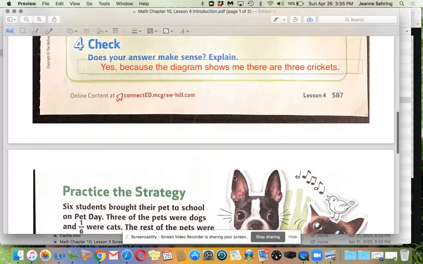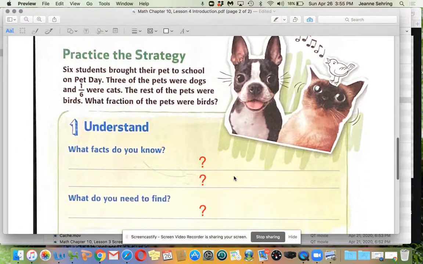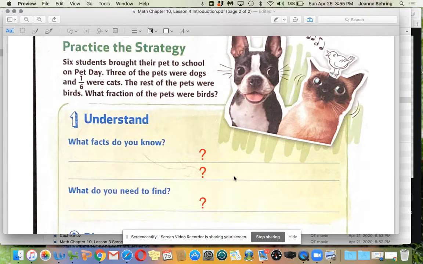Excellent. All right, so we have a new word problem. 6 students brought their pets to school on pet day. 3 of the pets were dogs. Okay, so I have a total of 6 students. Each student brought 1 pet, so I have 6 pets. 3 of the pets are dogs, and 1 out of 6 are cats. The rest of the pets were birds. What fraction of the pets were birds?